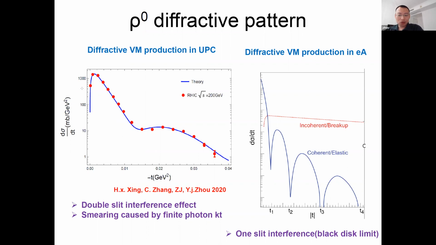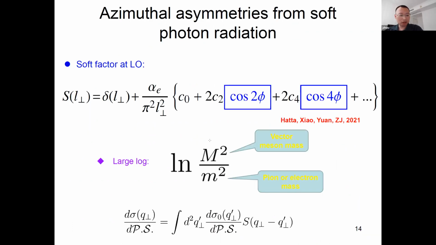Okay, so this is for... we assume here there's only one incoming nucleus, so the double slit interference effect is absent here. One also can see that this valley structure is smeared out by taking into account a finite coherent photon transverse momentum. Okay, now let's turn to discuss the J/psi production.